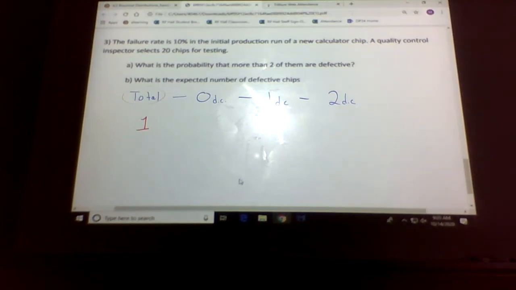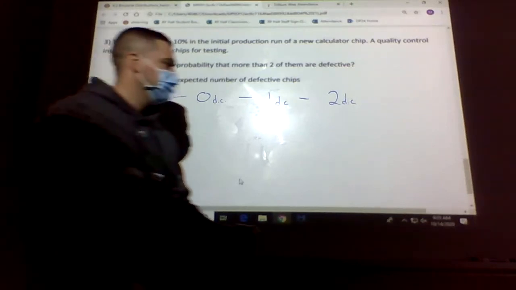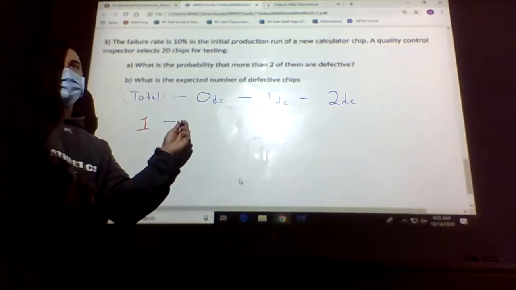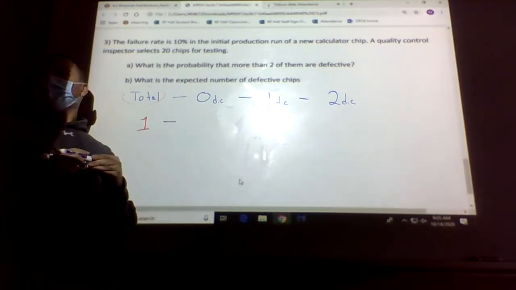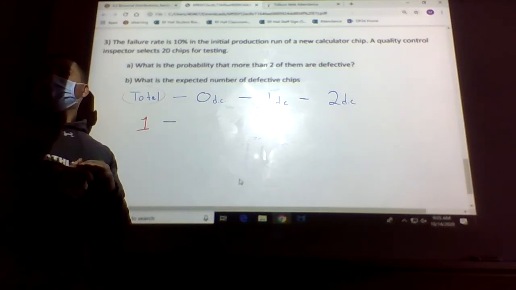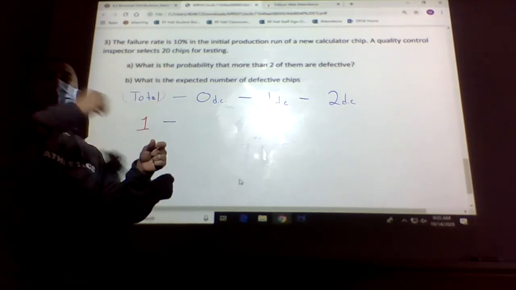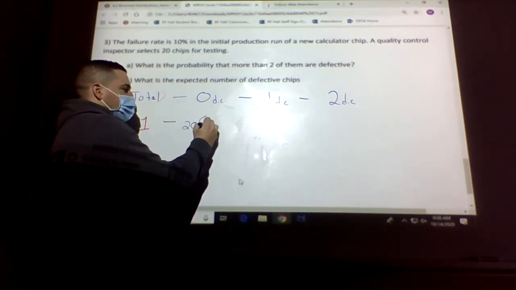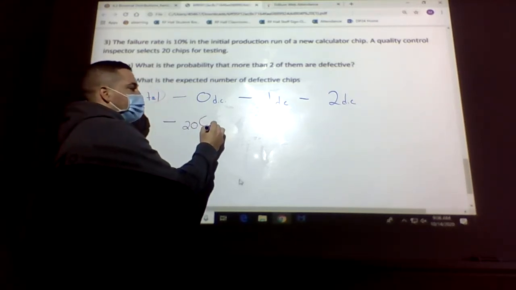Okay, so now we're going to plug it in. So let's plug in these numbers. Okay, so we're doing the nCx. So what's the total number of trials in this case? What's the total number of trials? Okay, 20, right? Because there's 20 chips, so we're taking out 20. So each one's a trial. In this case, the first one we're going to choose 0. So I say no defects.